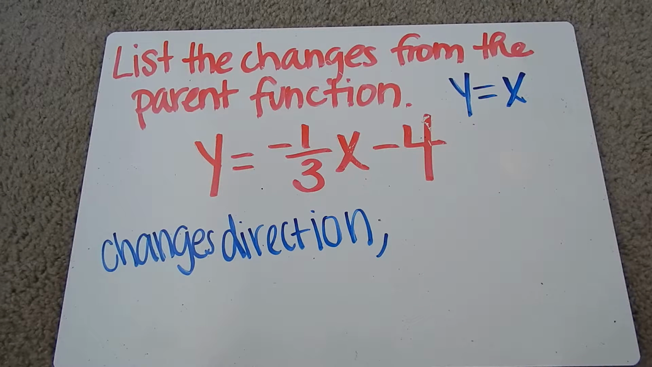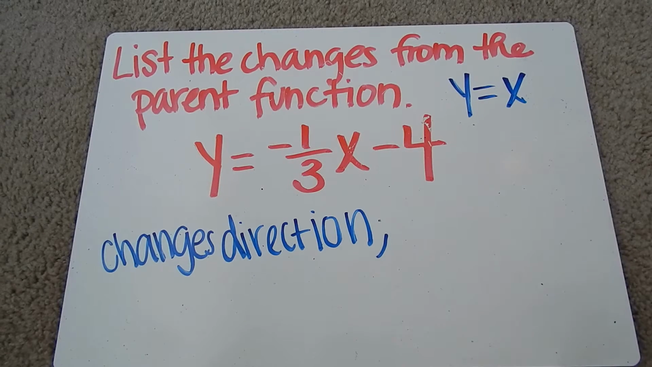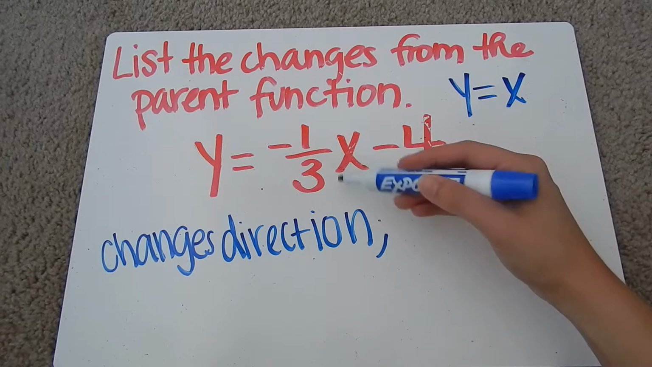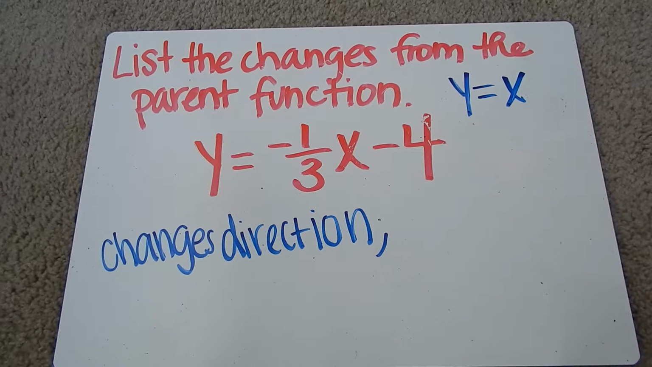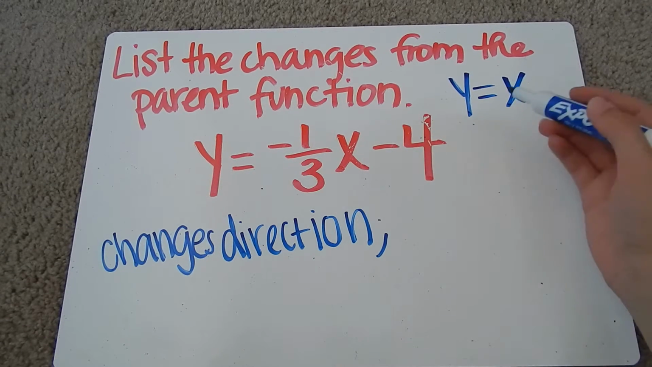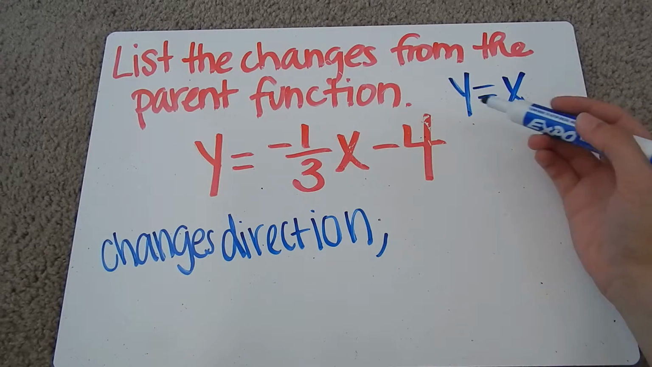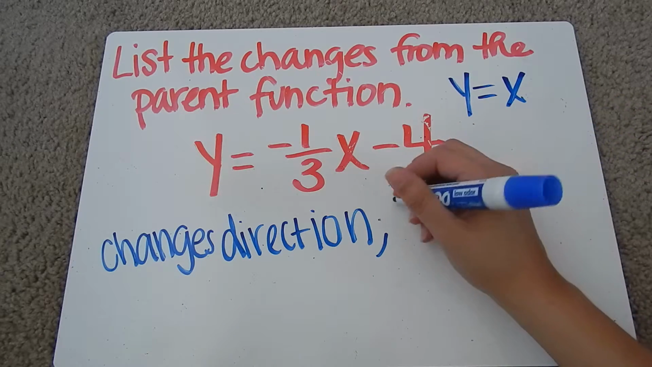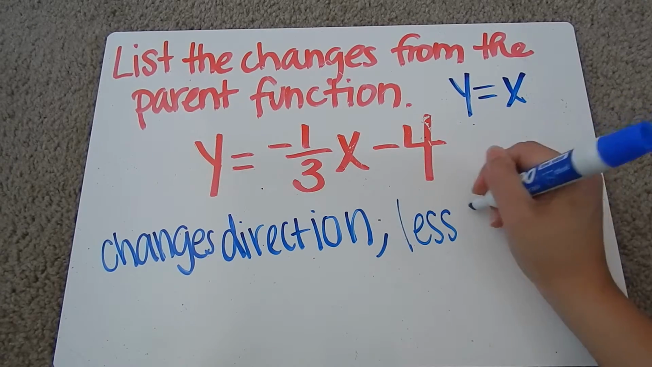Next, we actually want to look at the number of the slope. Here in our parent function, the slope is 1. Here, the number there, the slope is 1/3. So our slope is getting closer to 0 because 1/3 is closer than 1. When we're getting closer to 0, we're getting less steep.